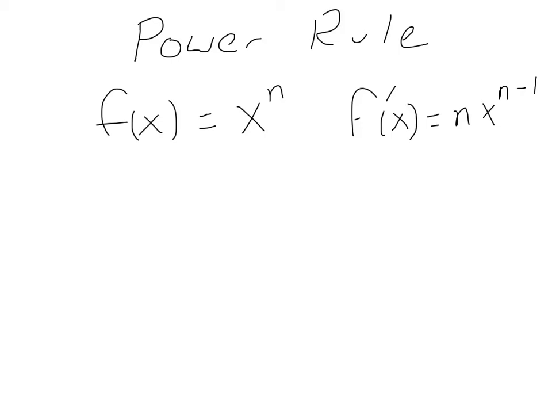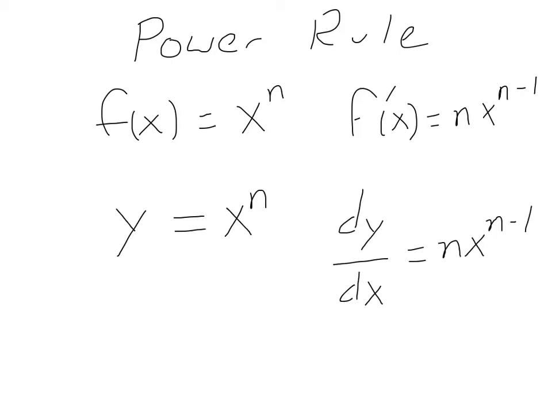This can also be written using Leibniz notation, and instead of f of x equals x to the n power, we could write y equals x to the n, and this is my favorite notation because it allows us to use Leibniz's little pun on dy dx is nx to the n minus 1 power.